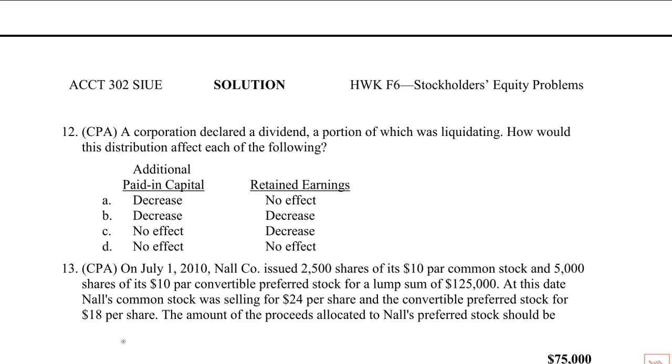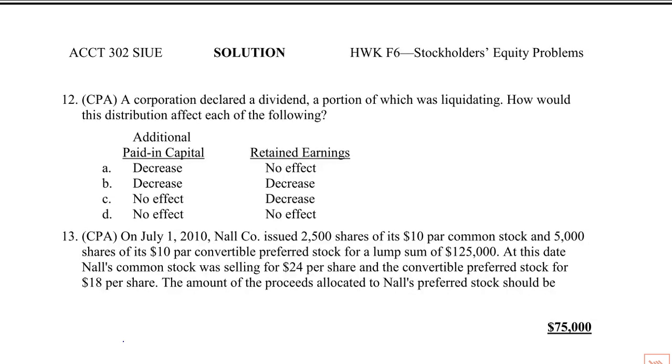A corporation declared a dividend, a portion of which was liquidating. How would this distribution affect each of the following? So the thing about a liquidating dividend is that it decreases retained earnings and also a paid-in capital account. So decrease, that's going to happen for every dividend, including the stock dividend. But it must also, to be a liquidating dividend, decrease a contributed capital account. So it could have been this one or this one, but B is the correct answer.